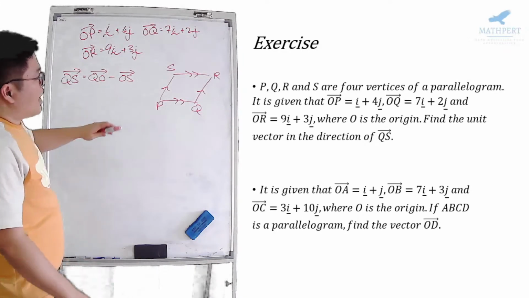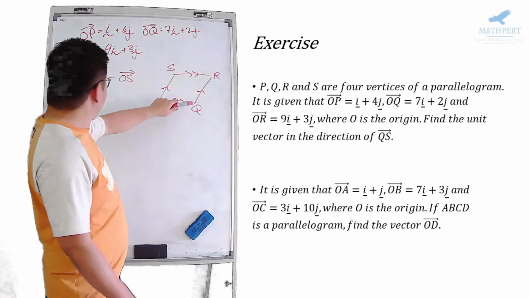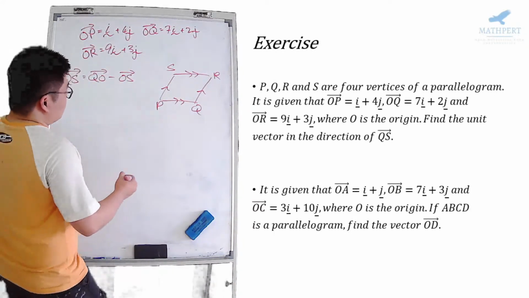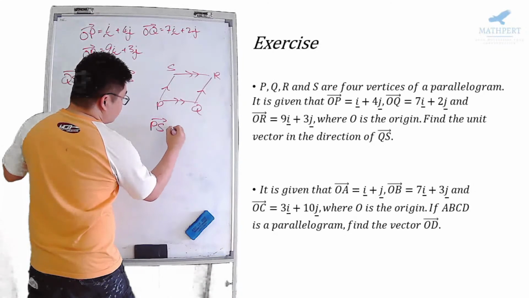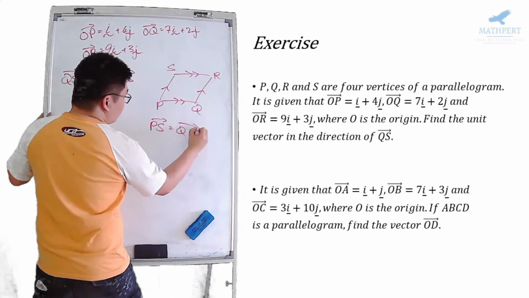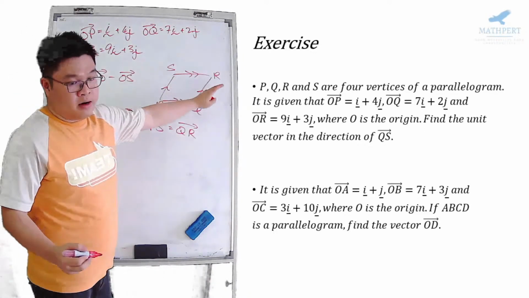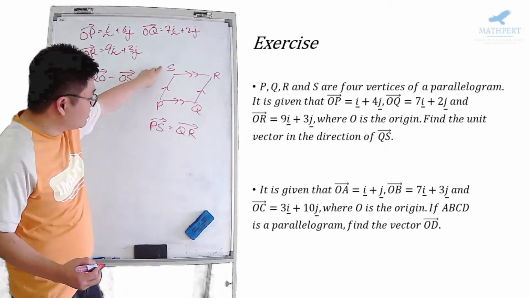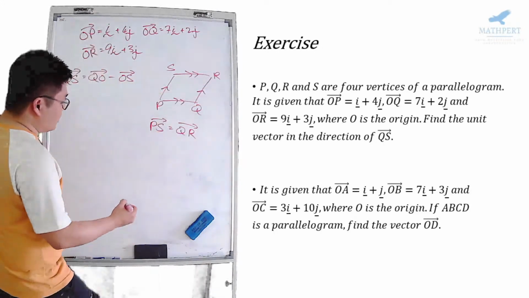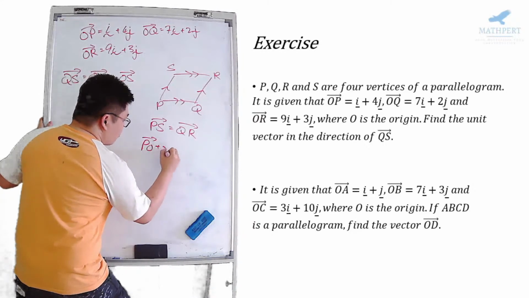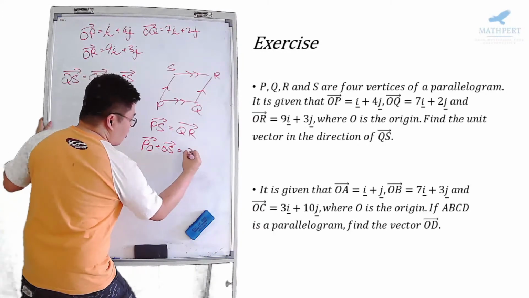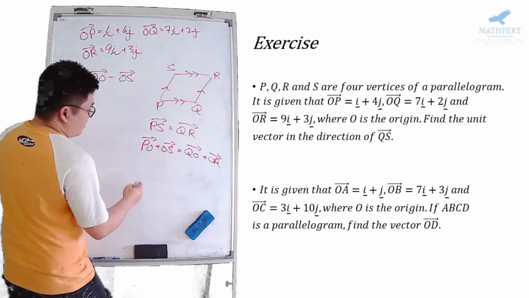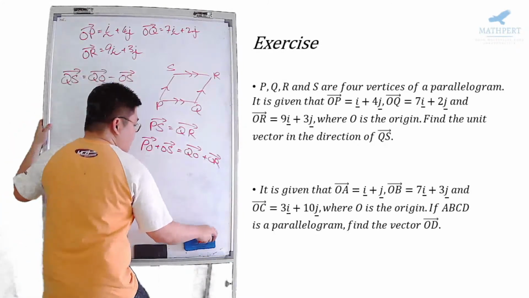So how do I find it? I can say QR is equal to PS. Why? This is a parallelogram. These two are parallel. They have the same magnitude, they have the same direction. So PS is PO plus OS. QR is QO plus OR.